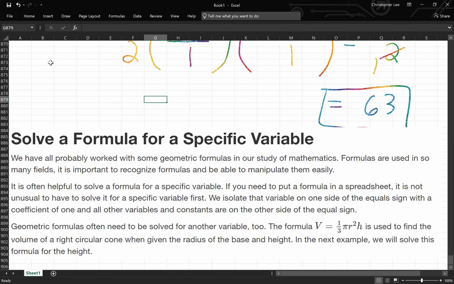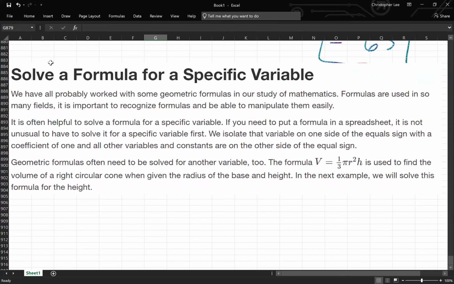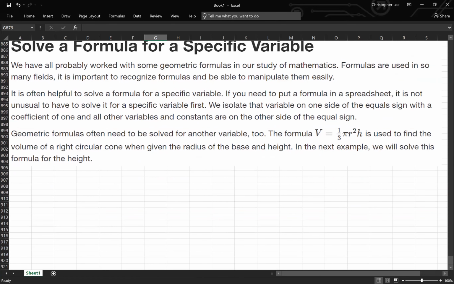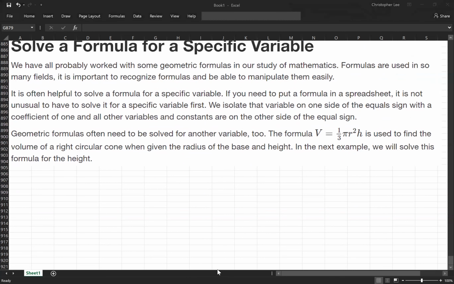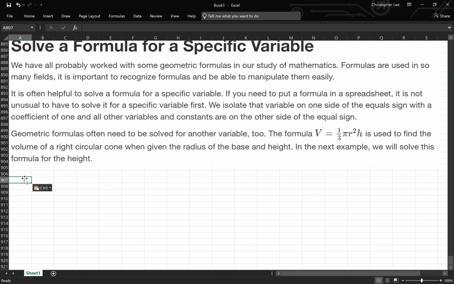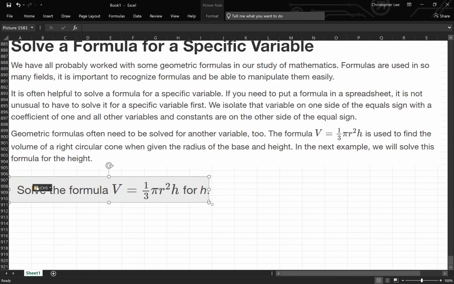Geometric formulas often need to be solved for another variable too. The formula V is equal to 1/3 pi r squared h is often used to find the volume of a right circular cone when given the radius of the base and the height. In the next example, we will solve this formula for the height. This is fun stuff now, and it's real simple too. Let's take a look. So I have this formula right here.